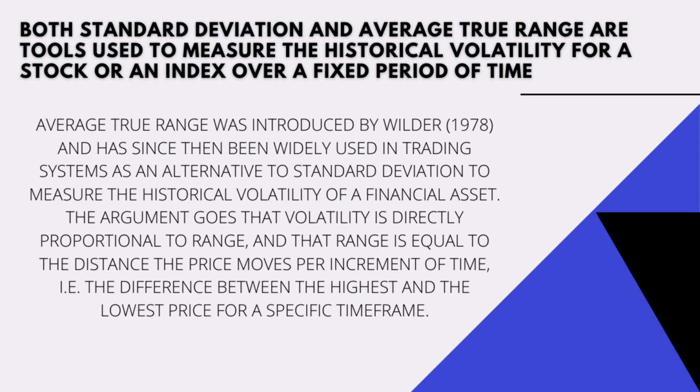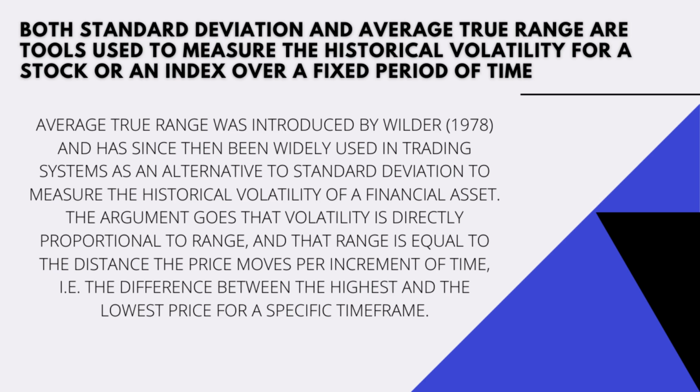Both standard deviation and average true range are tools used to measure the historical volatility for a stock or an index over a fixed period of time. They are sometimes used interchangeably, but they are two different tools, and average true range is by some considered the better choice, mostly because it encompasses more information and better reflects the historical price movements due to the fact that it, apart from closing prices, also takes the highest and the lowest prices into consideration.